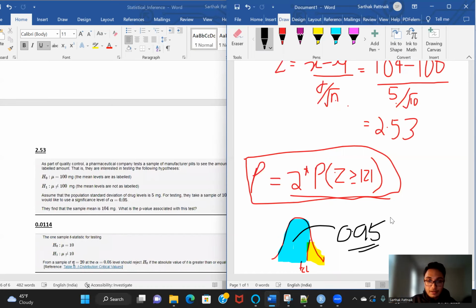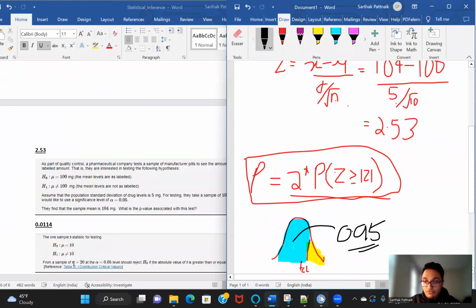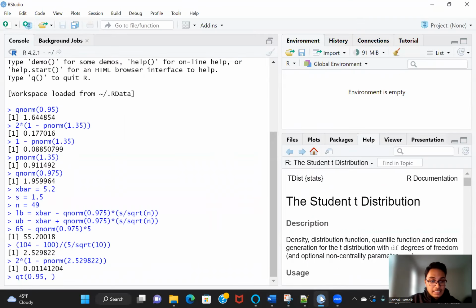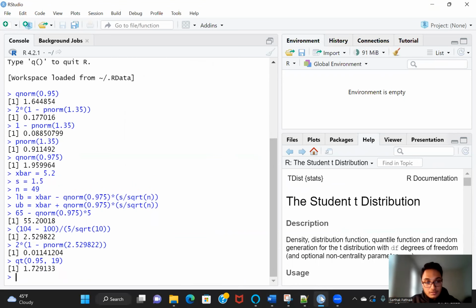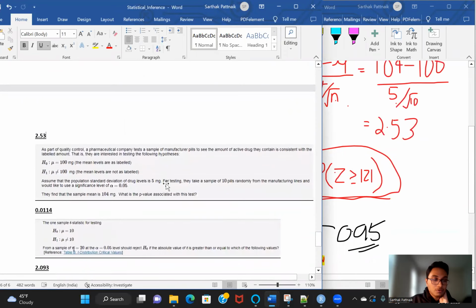And so I have been given the area to the left, and I want to calculate the critical value. The function that I'll use is qt. Just like qnorm, we'll use qt. Degree of freedom is going to be n minus 1 for t-test. So 20 minus 1 is 19. 1.73. Oh no, I did something incorrect over here.